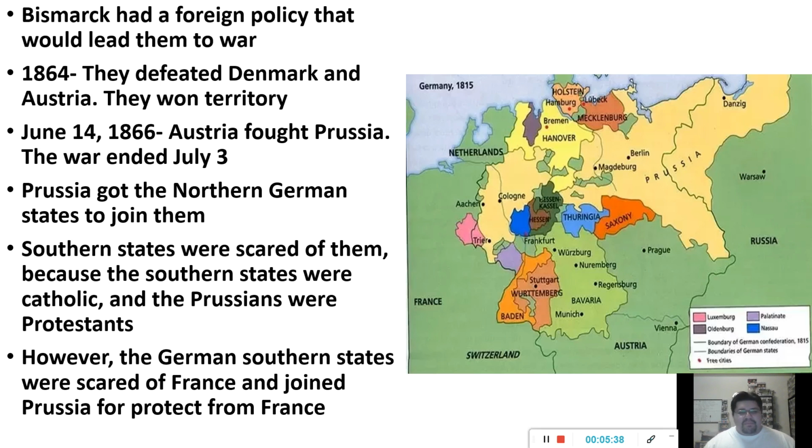So they went with Prussia because they didn't know for certain if Prussia was going to make them change religions, but they knew the French, if they had a chance, would attack.